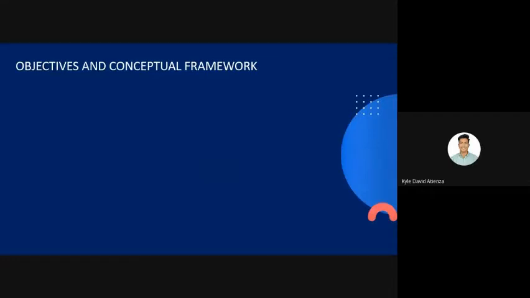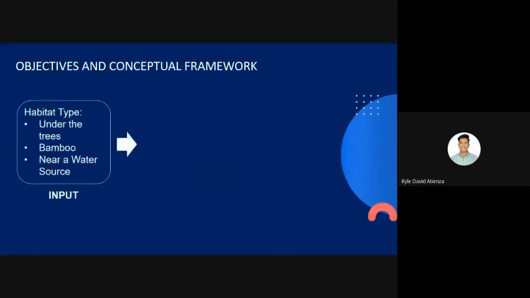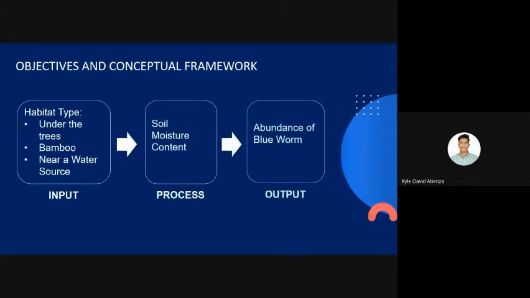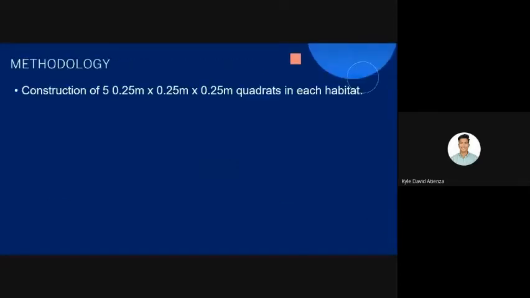The research followed the IPO framework. For our input, the habitat type, which includes under the trees, bamboo, and near a water source, we will need to gather the soil moisture content and then correlate it with the abundance of blueworm. The descriptive method was used in this study.